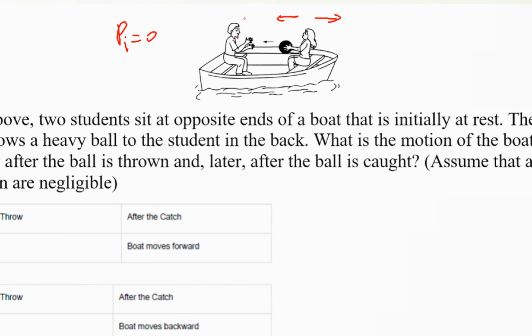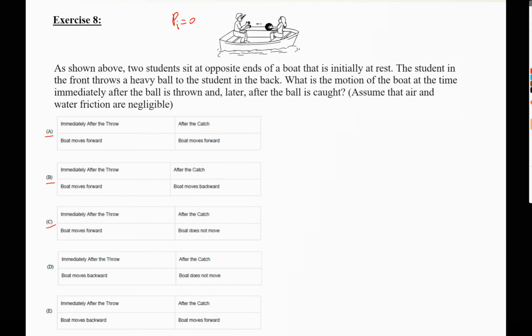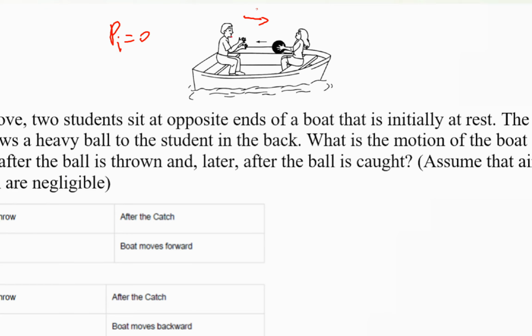Now, after the student catches the heavy ball. Before the student at the back catches the ball, the system is moving to the right. Now, this student will catch the ball, and that would produce a momentum to the left, which is exactly equal to this momentum, because remember that what caused the momentum forward and what will cause the momentum backward is the momentum due to the ball when the student in the front throws it and this student catches it back.